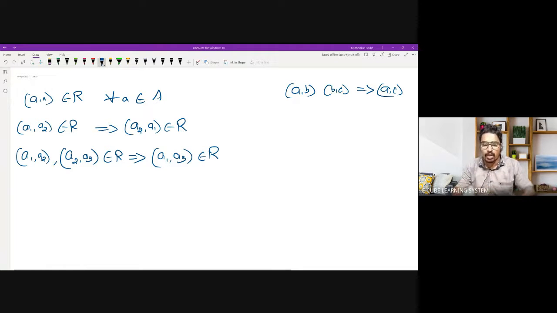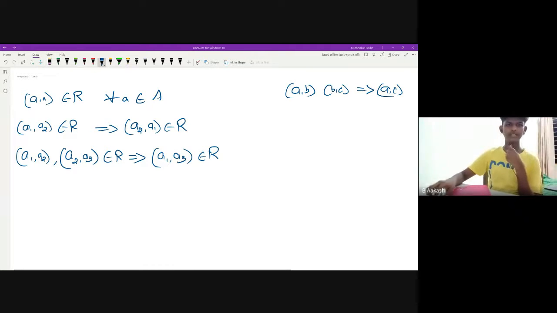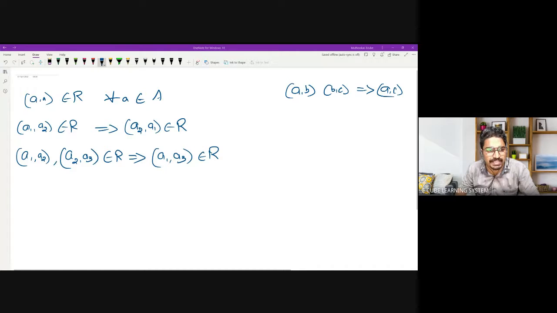Akash, what about an equivalence relation? Sir, if the relation is reflexive, symmetric, and transitive. If the relation is reflexive, symmetric, and transitive, we can say the relation is an equivalence relation.